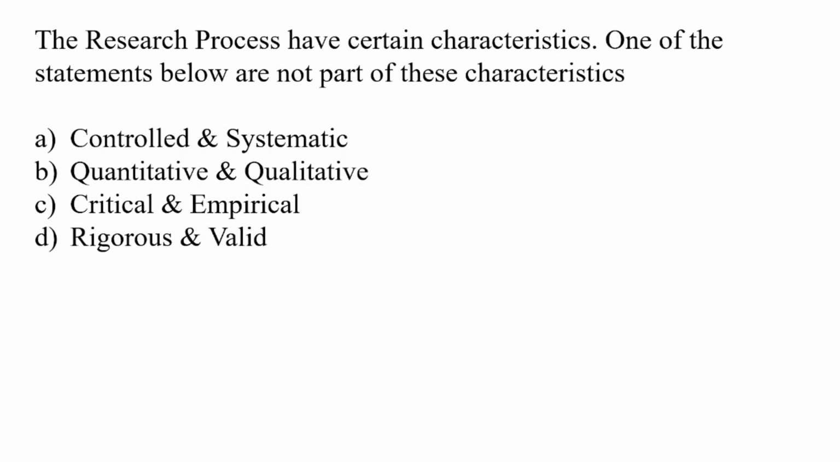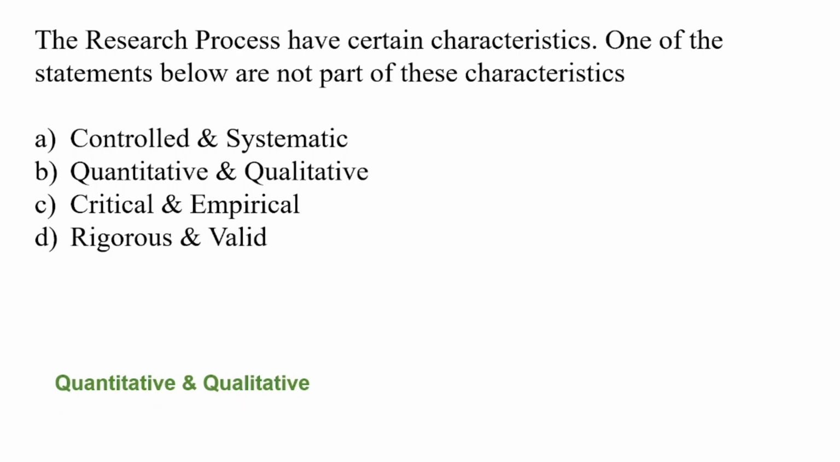So the research process has certain characteristics. One of the statements below is not a part of the characteristics. Anybody? Rigorous and valid. Okay. Anybody else? Controlled and systematic. Which statements below are not part of it? Quantitative and qualitative.